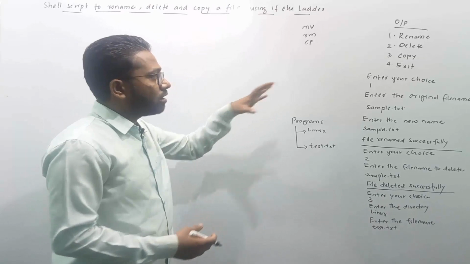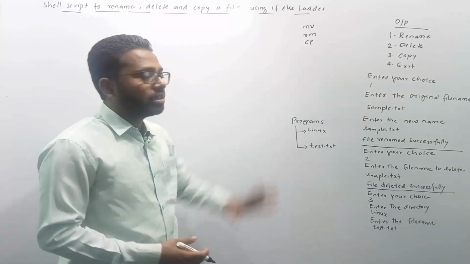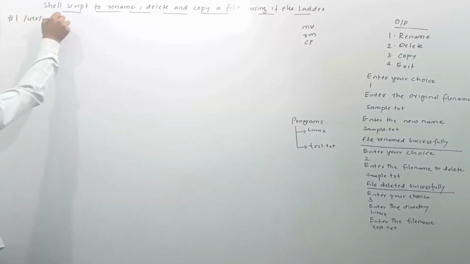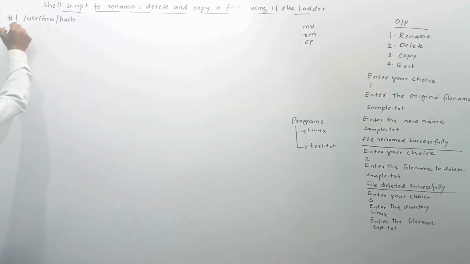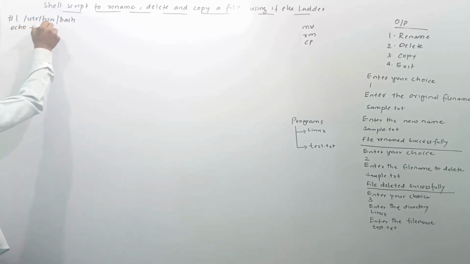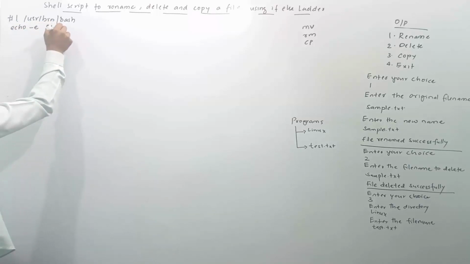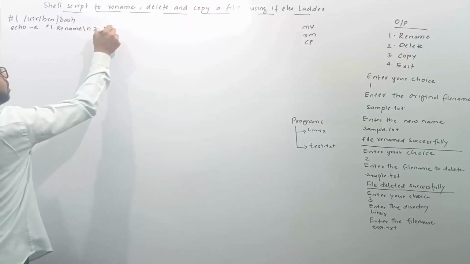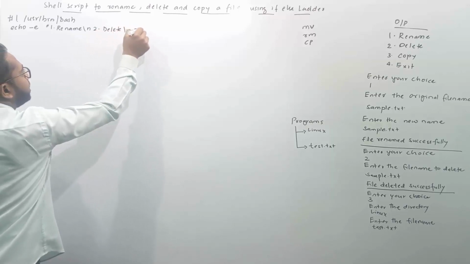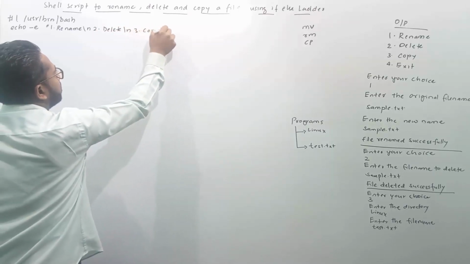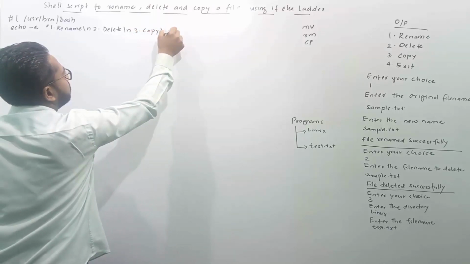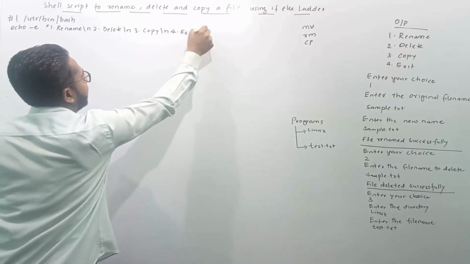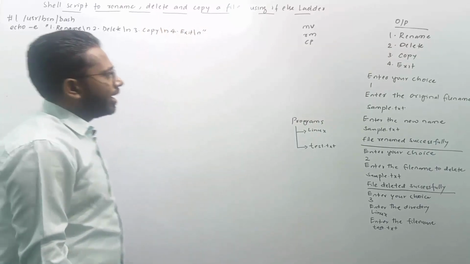Now let us first start writing this program. Let us start the program with designing the navigation menu. #!/usr/bin/bash, then echo -e "1. rename \n 2. delete \n 3. copy \n 4. exit \n". Okay, now I need to display this message.